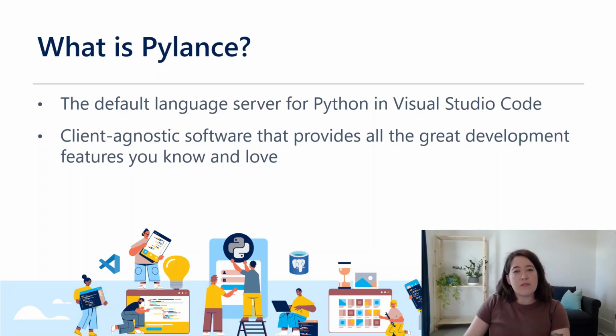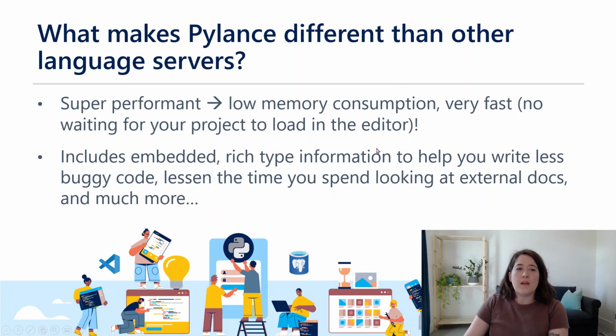As of the May release of the core Python extension, Pylance is also now the default language server for Python and Visual Studio Code. So what makes Pylance unique is that Pylance is ultra performant. It doesn't do any upfront analysis of your project, which means that you get to writing code in seconds instead of in minutes, and in the process, less memory is used.